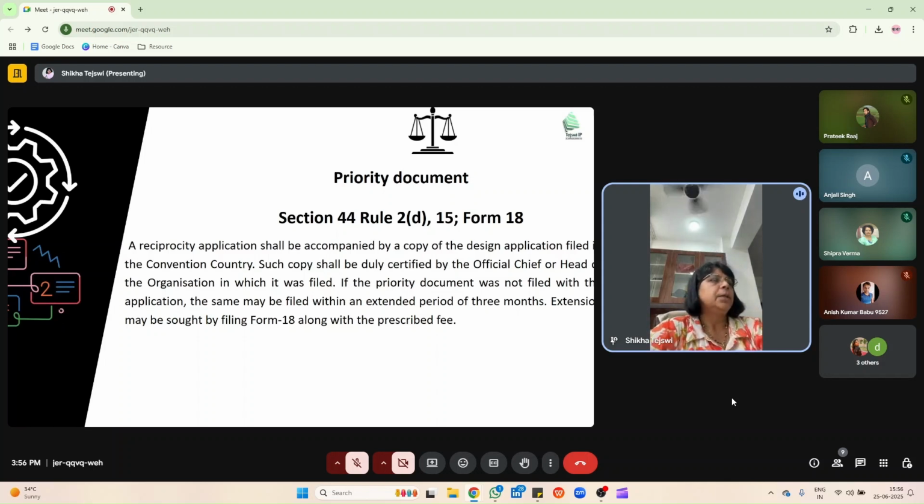Okay. See, here what happens is that a reciprocity application shall be accompanied by a copy of the design application filed in the convention country. So that also you have to submit, as I told you. Such copy should be duly certified by the official chief or head of the organization in which it was filed. And another thing, suppose the priority document is in another language. Suppose the priority country is China. So the application was filed in China in the Chinese language.